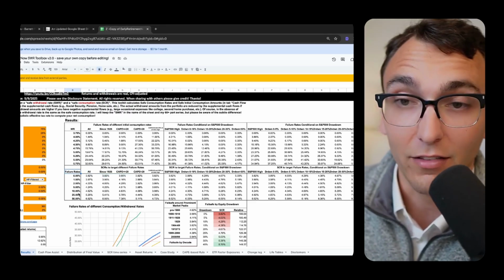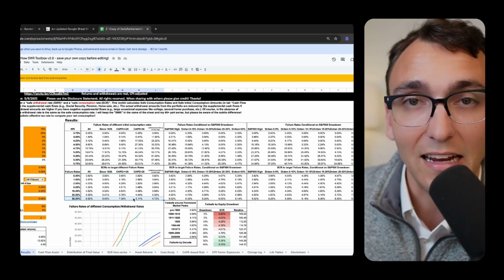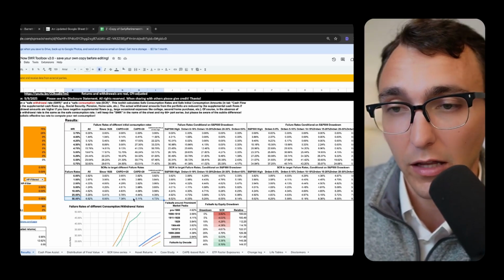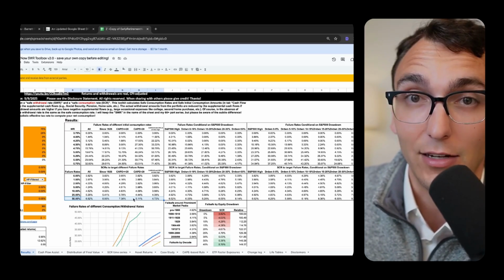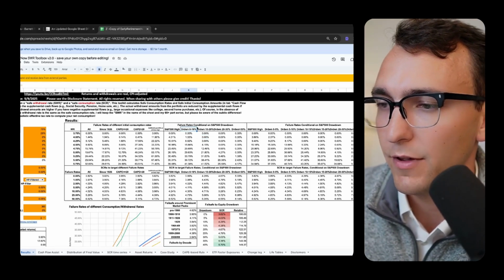Whereas on the other end of the spectrum, the risk here is if you do need to begin earning an income again to support your lifestyle, or you have to cut your lifestyle significantly in order to avoid completely draining your portfolio. The second column over here, failure rates conditional on S&P 500 drawdowns.